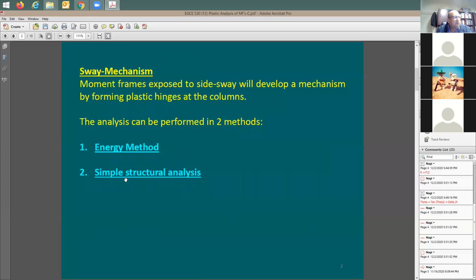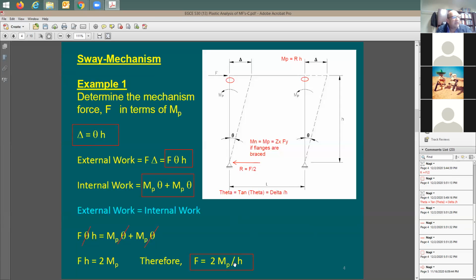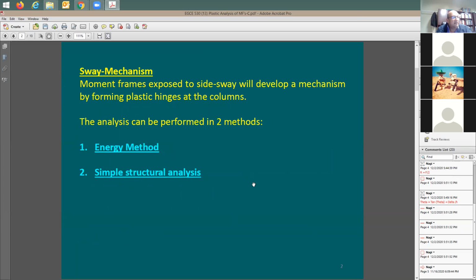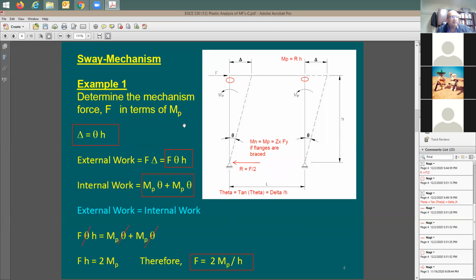I said that I have two methods: an energy method and a simple structure analysis method. In here, I used the energy method. But how about this example? Can I use the simple structure analysis method? I said yes, because this is determinate. This is not indeterminate, meaning that I should be able to solve for R if I want to.